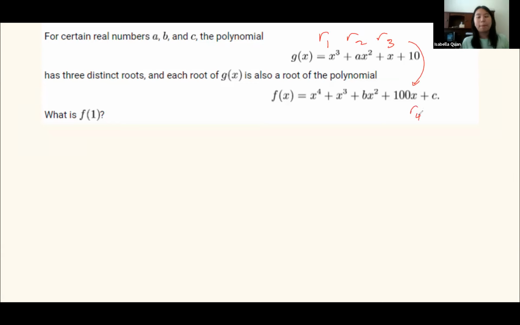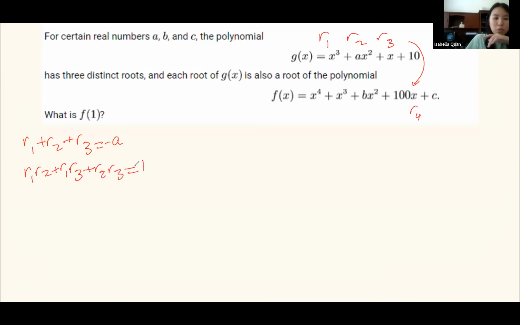So let's just take a deep breath and write out every single Vieta's thing we know. So R1 plus R2 plus R3 is negative A. R1 R2 plus R1 R3 plus R2 R3 is equal to 1.